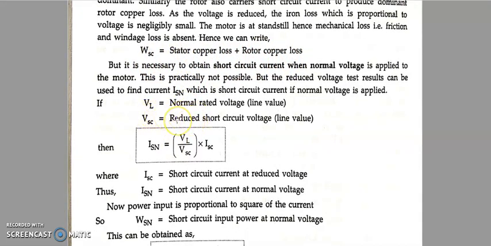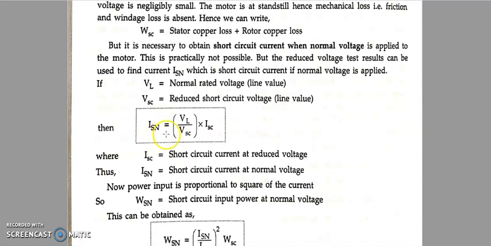And one thing we know: as we are not applying normal voltage during the block rotor test, we are applying reduced voltage. So whatever current flows there is not the full short circuit current. It is a controlled short circuit current. So how do we calculate the full short circuit current? By using this formula. VL is the normal rated line voltage, whereas VS is the reduced short circuit voltage which we applied while doing this. Just apply the formula ISN equals VL by VS into ISC.